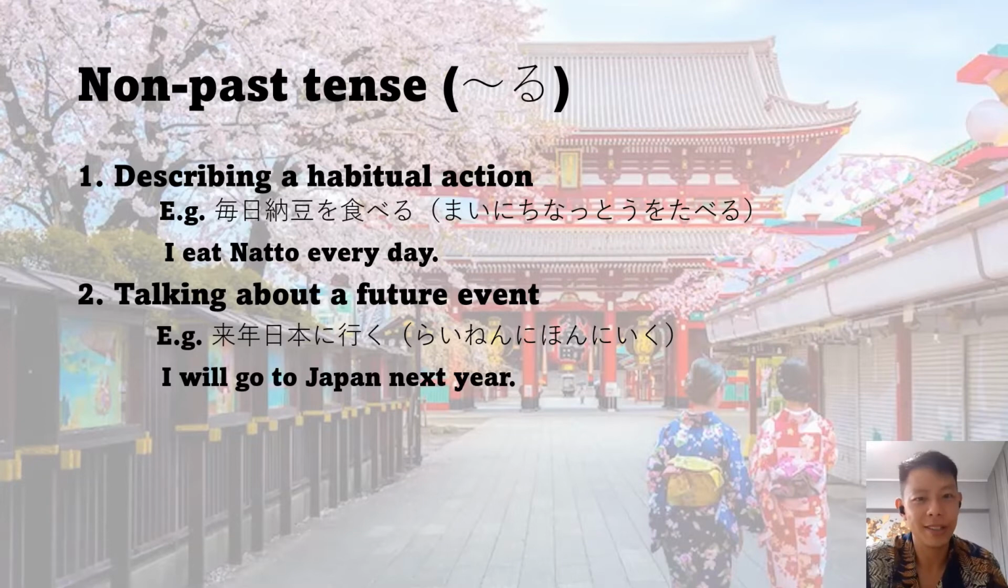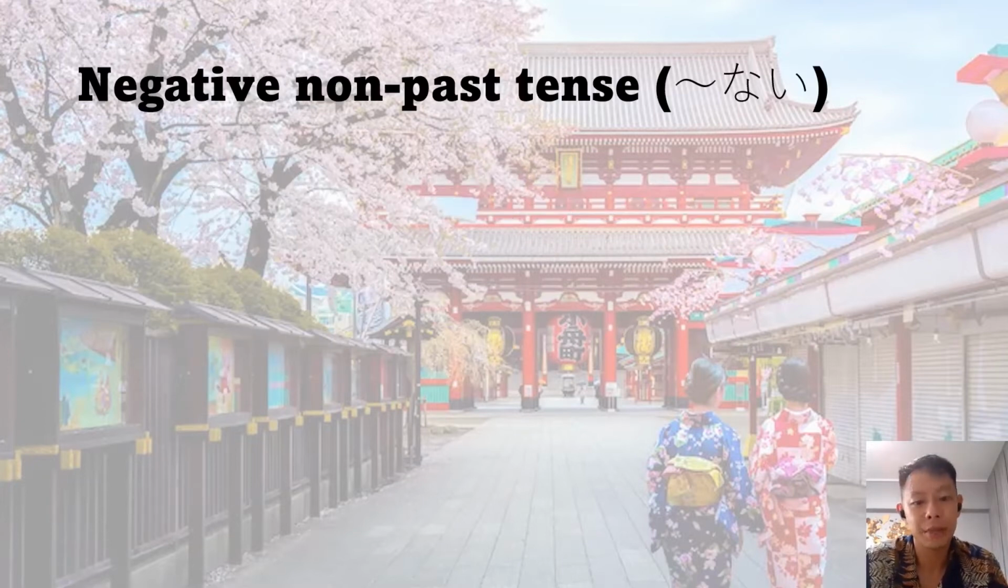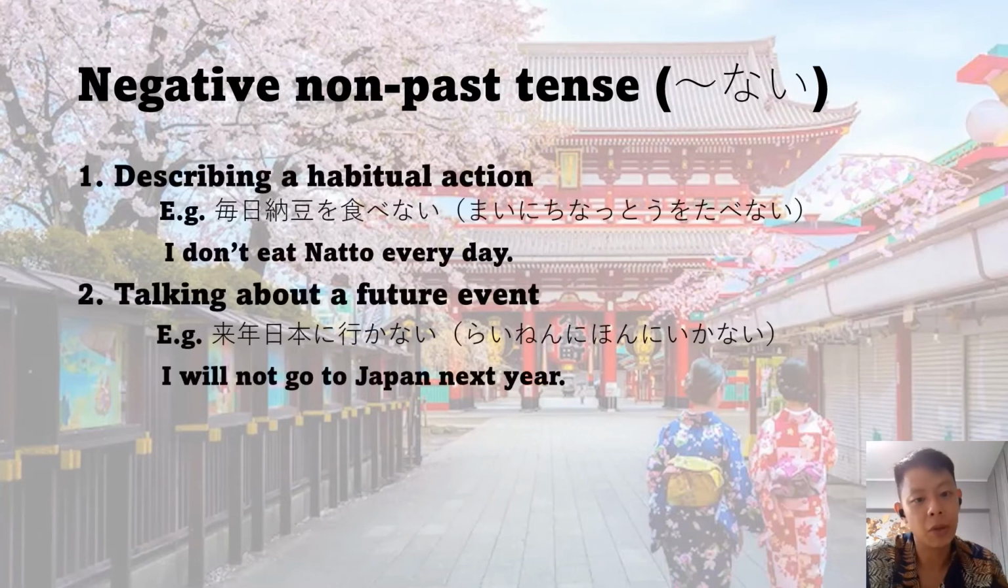Pretty interesting, right? So let's talk about the negative non-past tense. Verbs in this tense would end with nai. So when do we use this tense? Well, it's exactly the same as the non-past tense, except that it's negative. So you would describe a habitual action that you don't do every day. Like I don't eat natto every day would be 毎日納豆を食べない in the negative non-past tense. Or when you're talking about a future event that you're not going to do, like 来年日本に行かない, I will not go to Japan next year. So that's actually pretty easy, right?